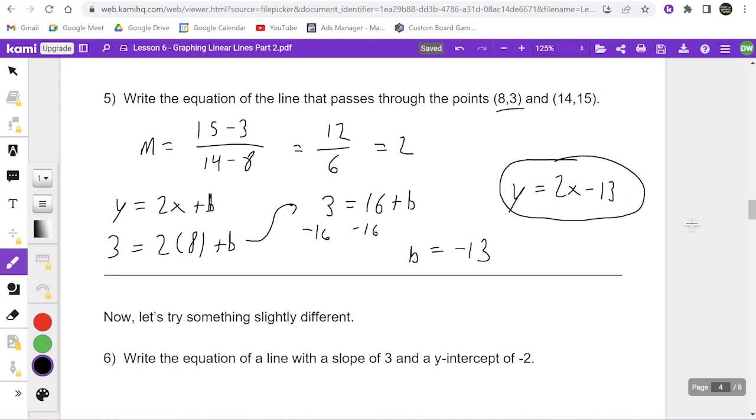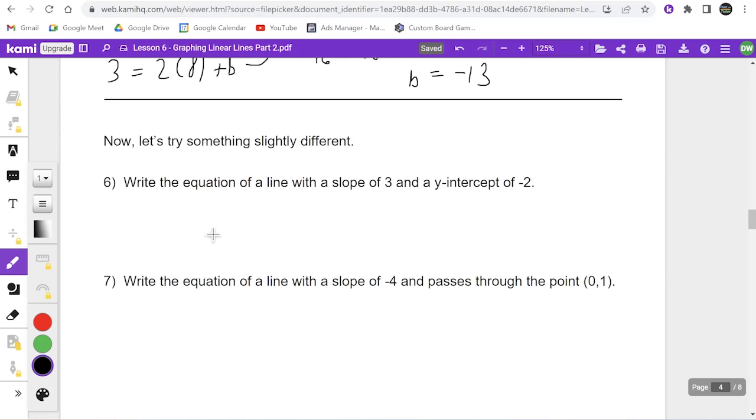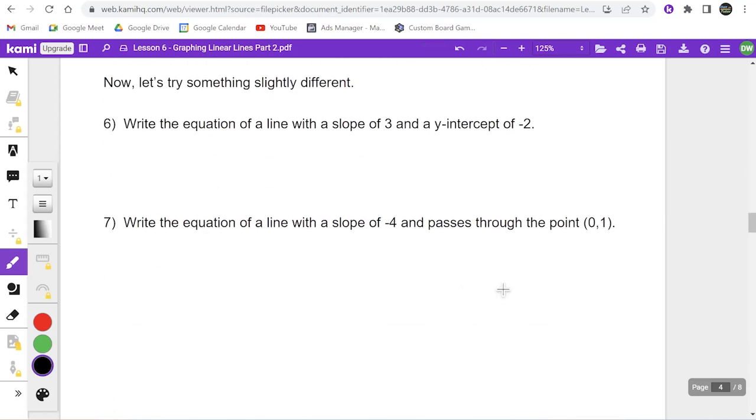Any questions on that one? Okay. So then now we're going to go on to the next couple. Next couple will be different. You'll see why in a second. Number 6, write the equation of a line with a slope of 3 and a y-intercept of 2. Any ideas on how I'm going to do that?